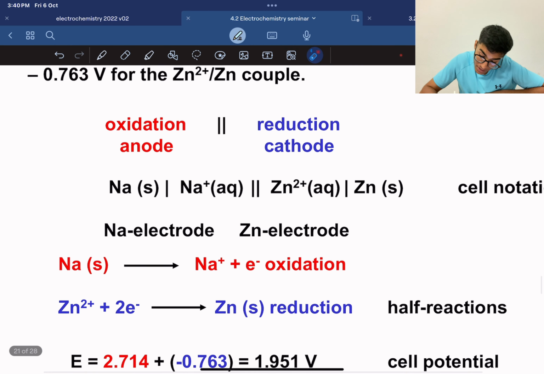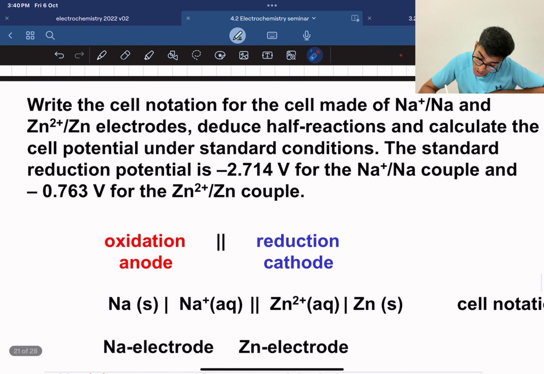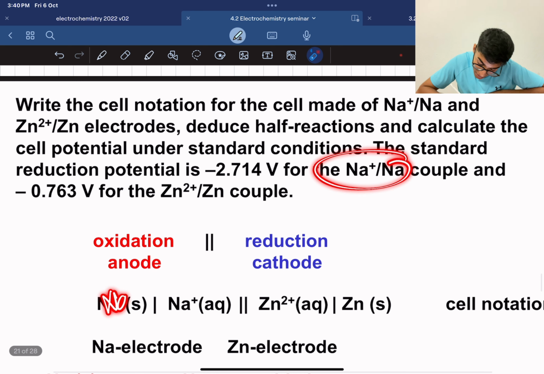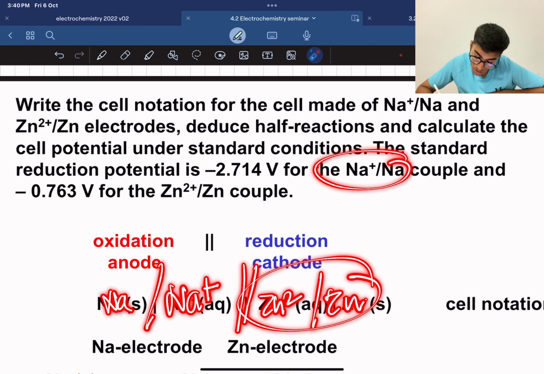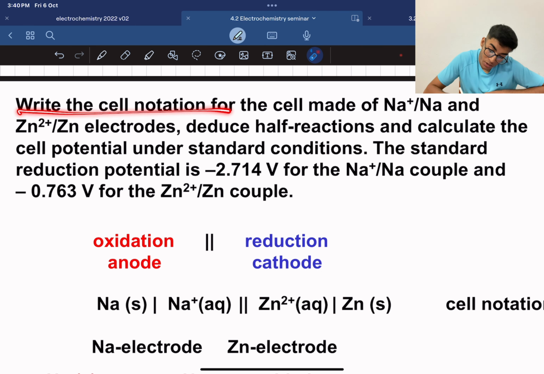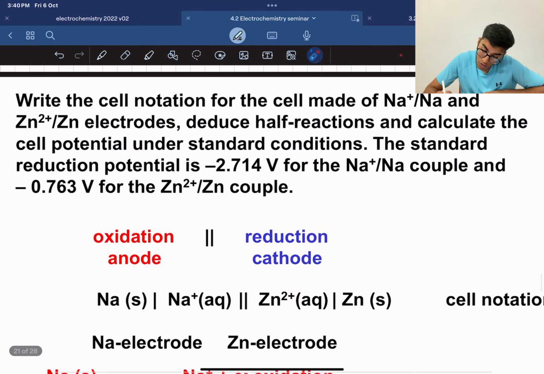Look at that. Cell notate it now. You know this is going to be the oxidation half, so write Na/Na+//Zn2+/Zn, because we know this is going to be the reduction. This is how you write the cell notation. And then they're also asking for what?